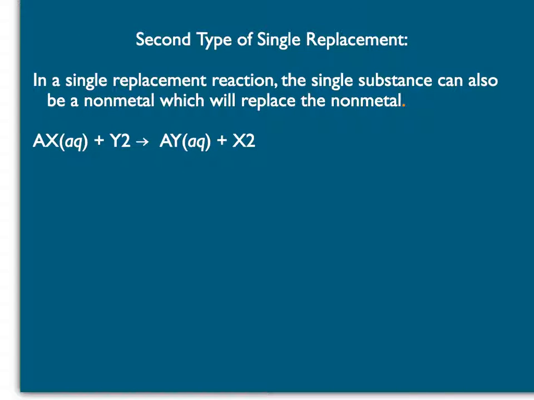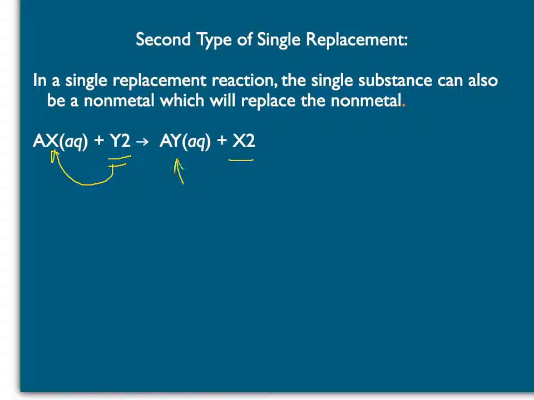Now, let's look at the second type of single replacement. The second type of single replacement is instead of having a metal, we have a nonmetal here, which would be one of our diatomic substances that we talked about earlier. And in this case, the nonmetal is going to replace the nonmetal. So Y is going to push out X. X will end up by itself and usually will always be diatomic. And Y takes X's spot.